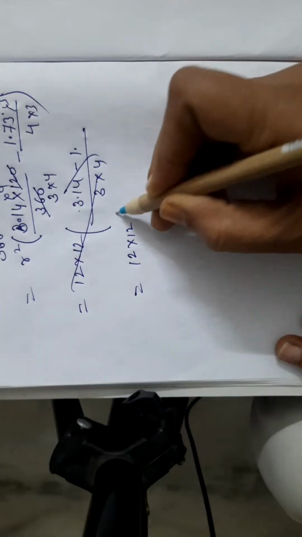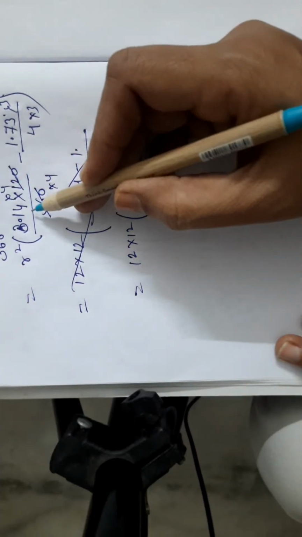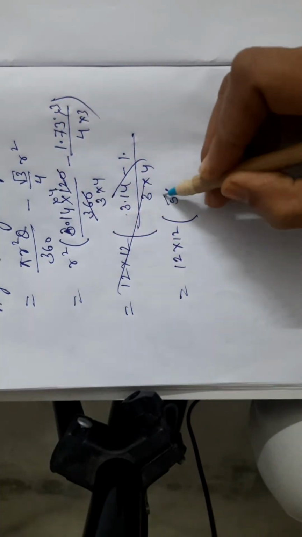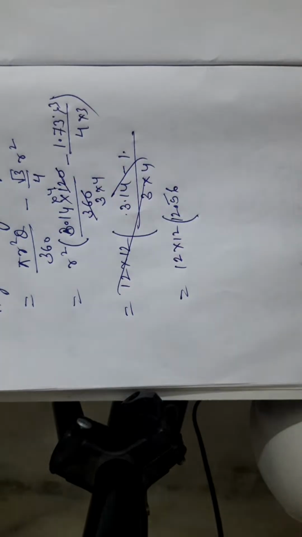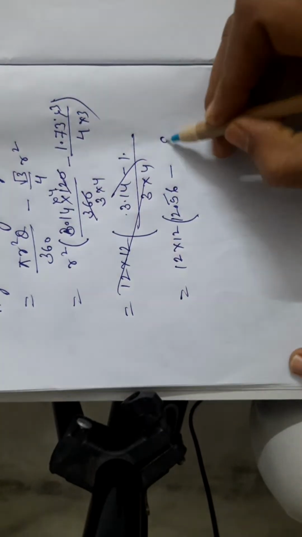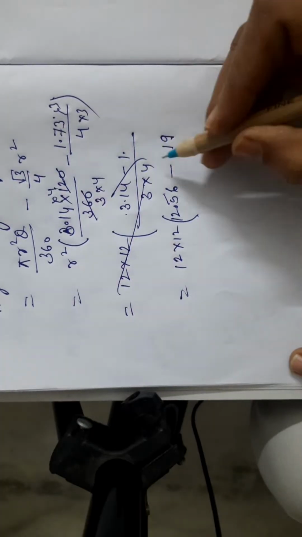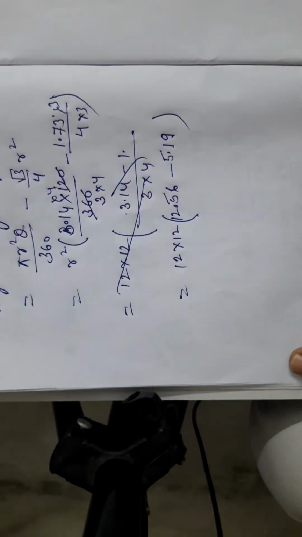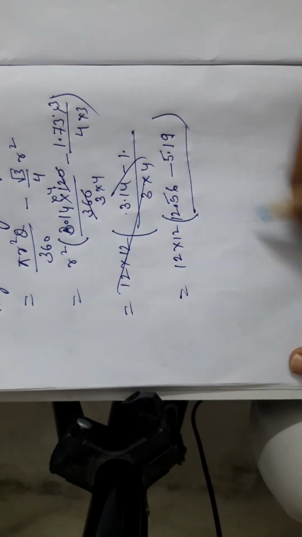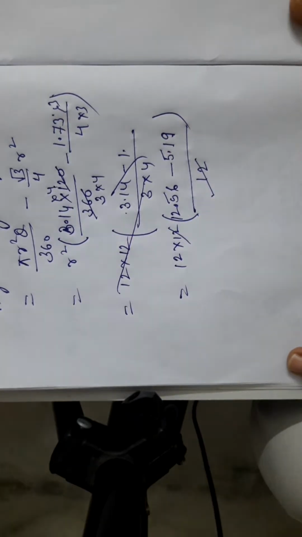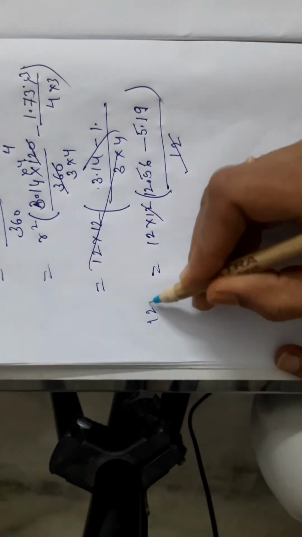So let's have the multiplication value. 12 multiplied by 12. 3.14 multiplied by 4: 4 fours are 16, 4 ones are 4 plus 1 is 5, 4 threes are 12. 12.56 minus: 3 threes are 9, 3 sevens are 21, 2 carry, 3 ones are 3 plus 2 is 5. So 12.56 minus 5.19, whole divided by 12. So one of the 12 got cancelled. Now subtract the values.